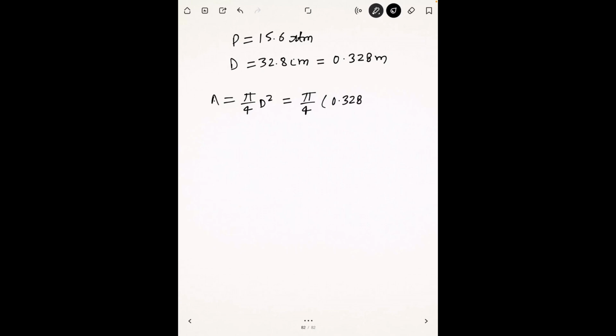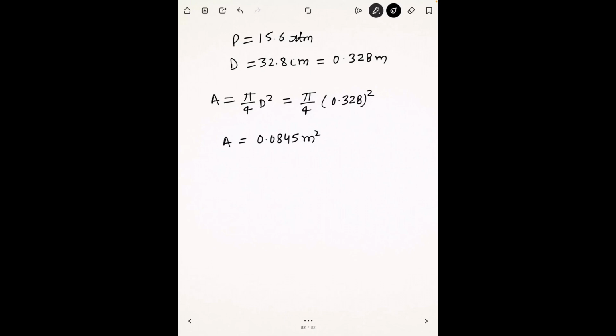In the question we have pressure P equals 15.6 atm and diameter D equals 32.8 centimeter, that can be written as 0.328 meter. Now the area of cross section A will be equal to pi by 4 D square. Substituting the values, we get pi by 4 multiplied by 0.328 square. After solving, we get area A equals 0.0845 meter square.